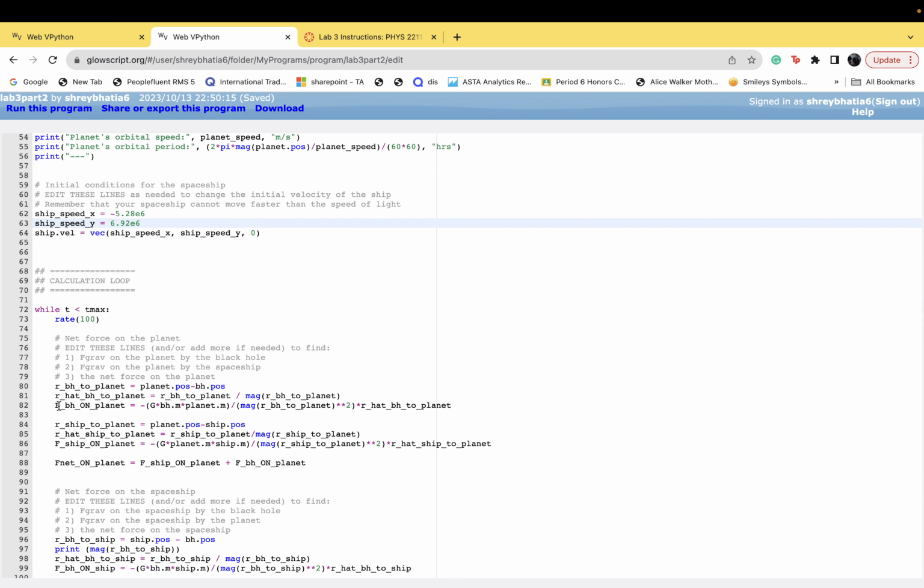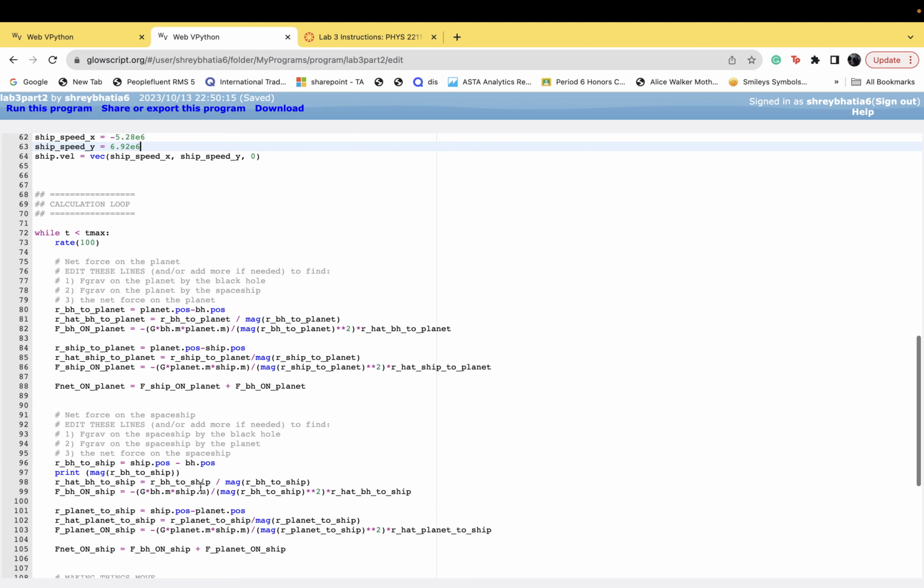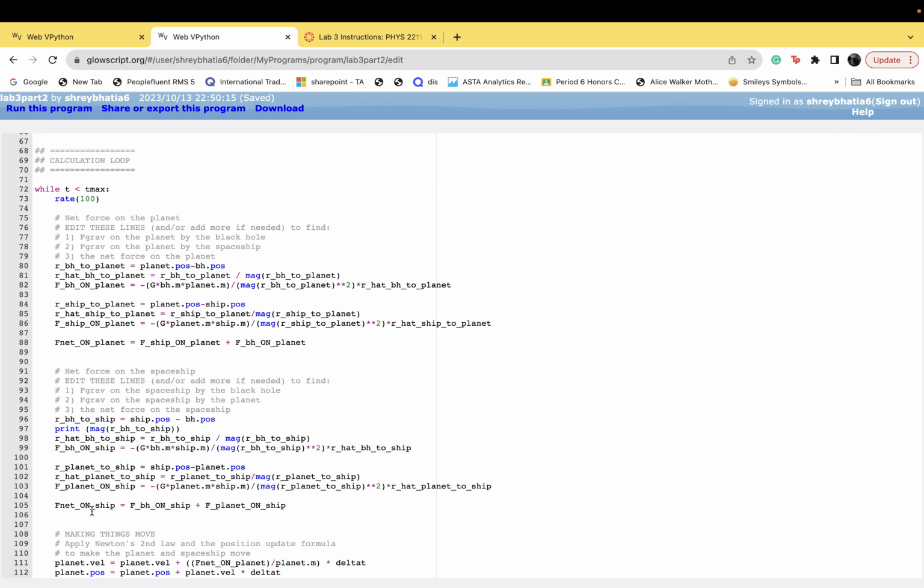We can calculate other things needed like the force of the black hole on the planet, and here we just use the universal gravitational law. We follow a similar structure using parts of the gravitational law, and then if we want to find the net force on the ship, it's going to be the force of the black hole on the ship plus the force of the planet on the ship, because keep in mind that there are two forces in play.